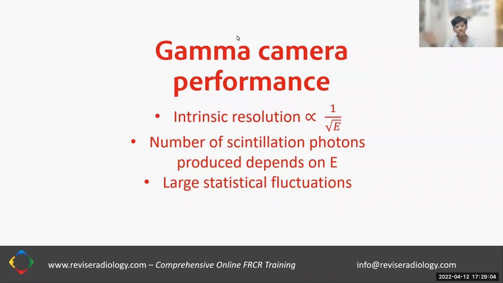The reason for this is that the number of scintillation photons produced depends on E. And because it's a statistical process, the number of fluctuations produced is also dependent on E. We've talked about this in a lot of detail when we were talking about the gamma camera, so you can refer to those webinars on radionuclide imaging, but I won't go into too much detail right now.